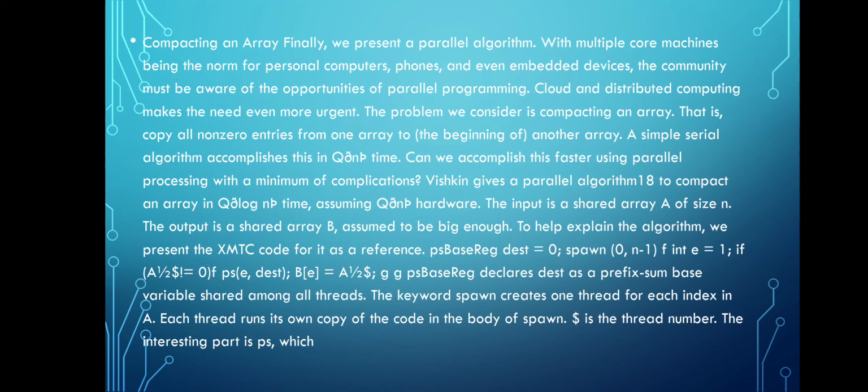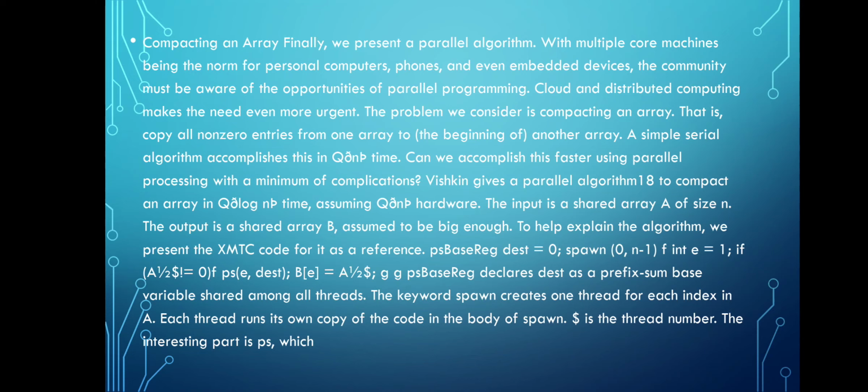Vishkin gives a parallel algorithm to compact an array in O(log n) time. Assuming O(n) hardware, the input is a shared array A of size n. The output is a shared array B, assumed to be big enough. To help explain the algorithm, we present the XMTC code for it as a reference.